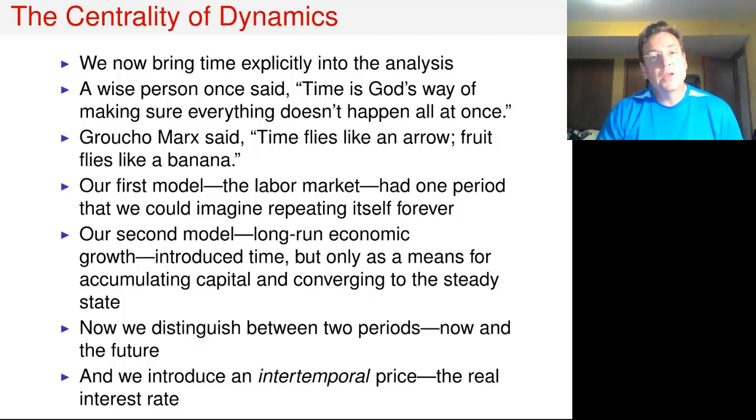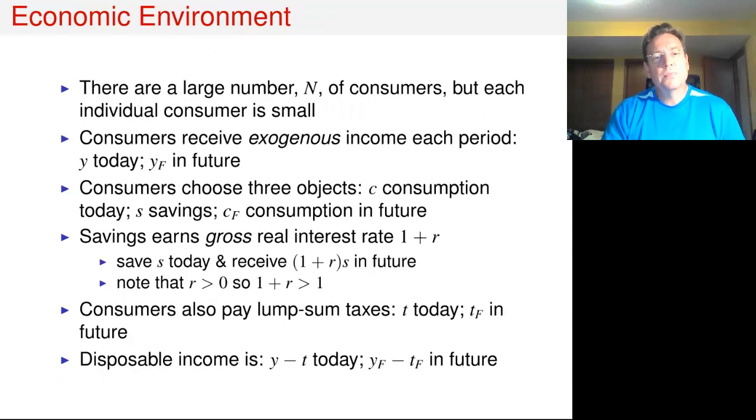And we're going to introduce an intertemporal price, meaning a price across time, which is the real interest rate. The real interest rate is going to be the key relative price in this model, and it's going to be the price of goods today relative to goods in the future. So there's going to be a large number, capital N, of consumers, but as before, each consumer is going to be small and is going to behave competitively.